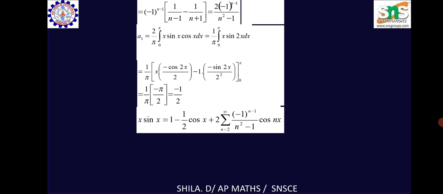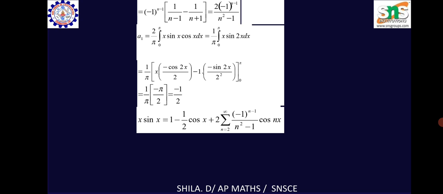If n equal to 1, we substitute n equal to 1 in the an formula. So a1 will become 2 by pi times the integral over 0 to pi of x sin x cos x dx. So here 2 sin x cos x can be written as sin 2x, and the integrand becomes x sin 2x. Then using the Bernoulli formula, integrating, we get a1 value equal to minus half. Here we are using the concept that 2 sin x cos x can be written as sin 2x, so then only we can integrate this.